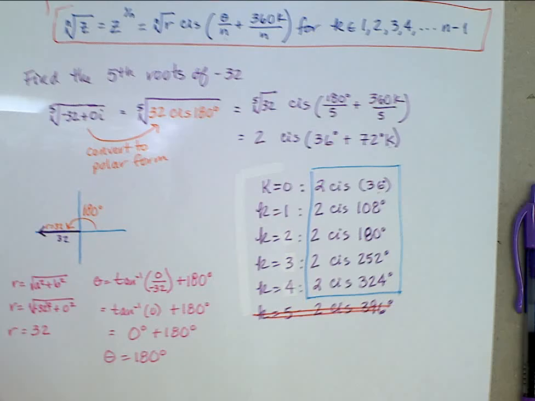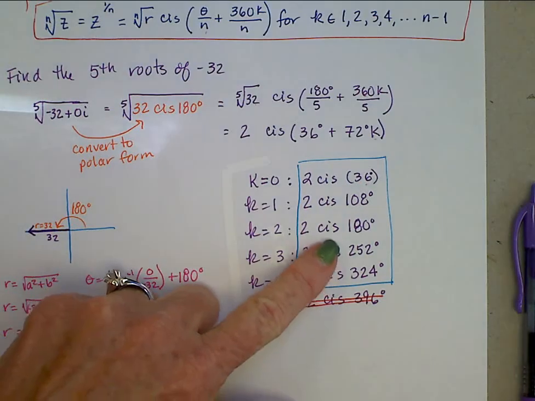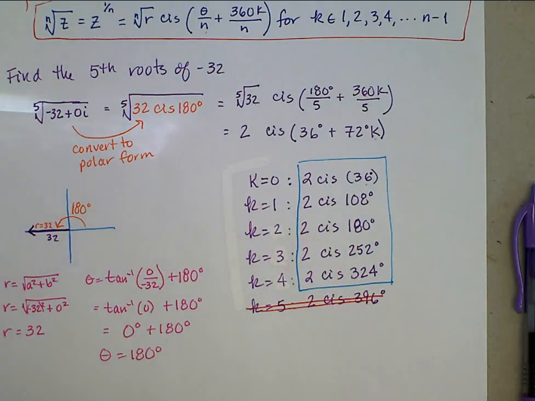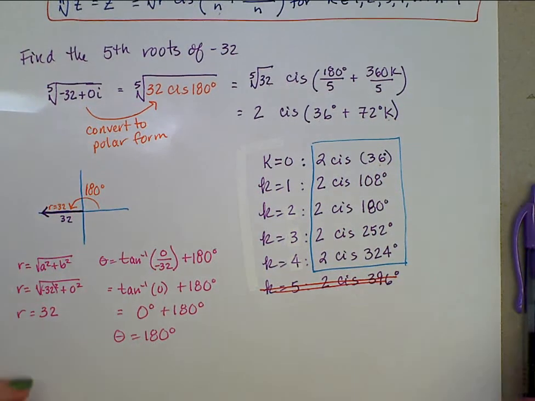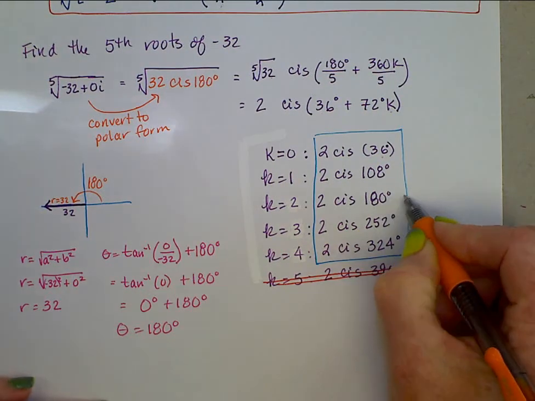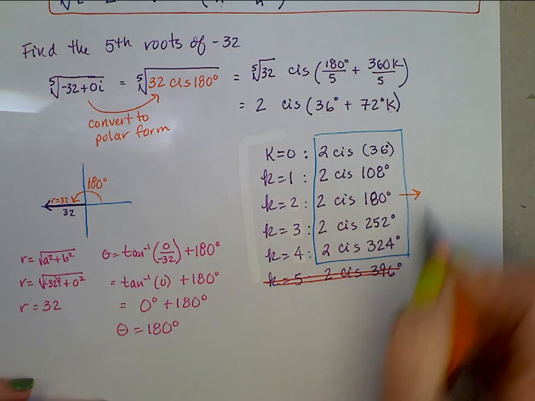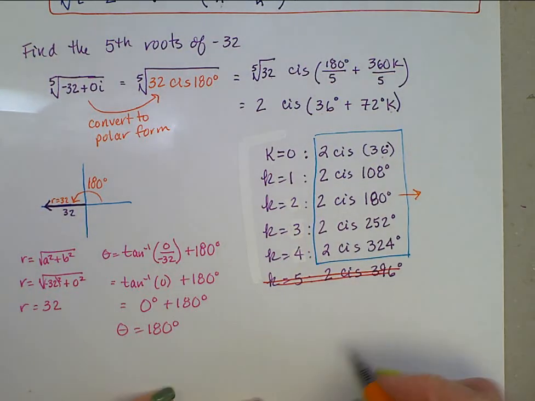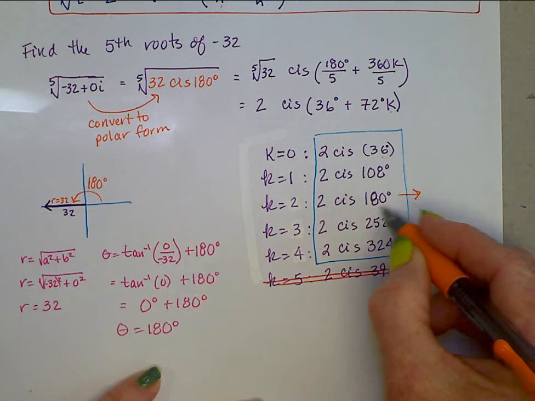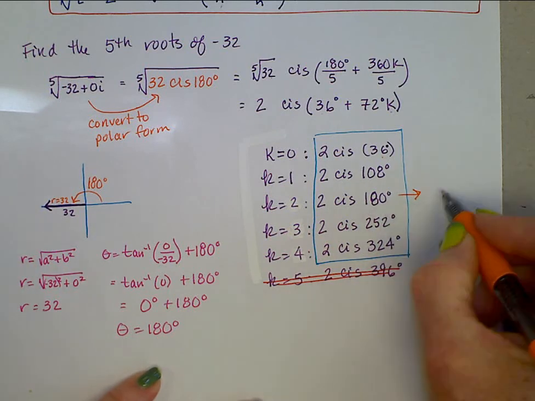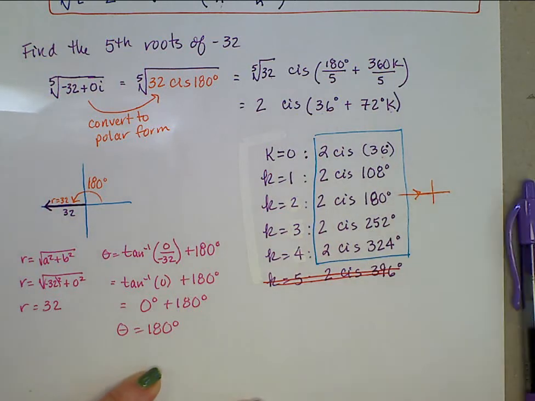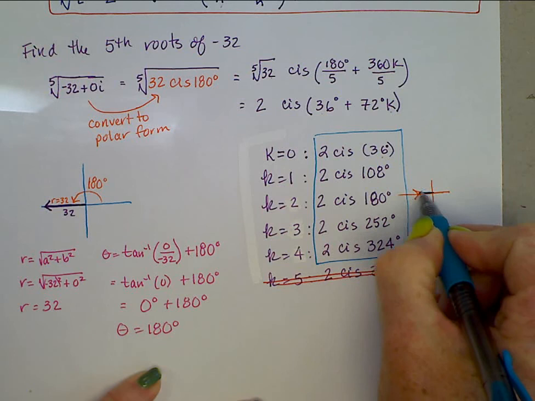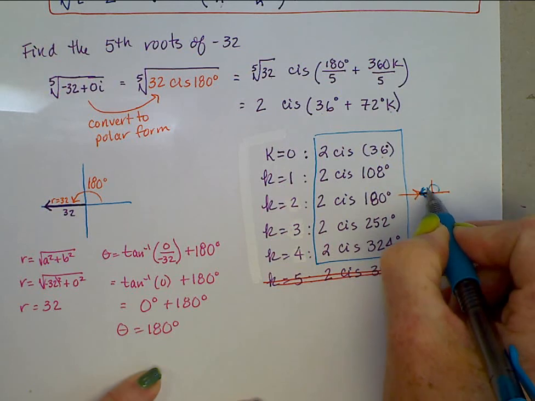Okay, now, wait, our original problem was in rectangular form, so we need to convert these back to rectangular form. Let's just do this one right here. Let's convert that one back. Can you think about what that's going to look like? 2 cis 180. 2 this way at 180 degrees.